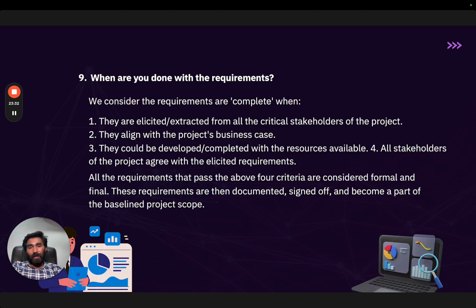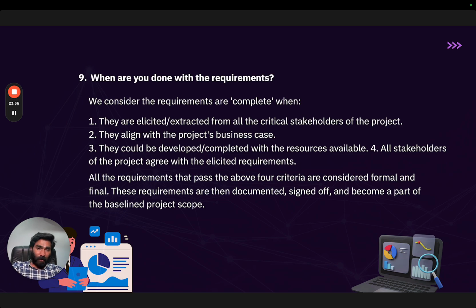And of course, all the requirements that pass the above four criteria are considered formal and final. These are then documented and signed off and become a part of the baseline project scope. All right, so once you are done with the requirements, you can follow these steps to make sure that you have everything documented and taken approval from them.